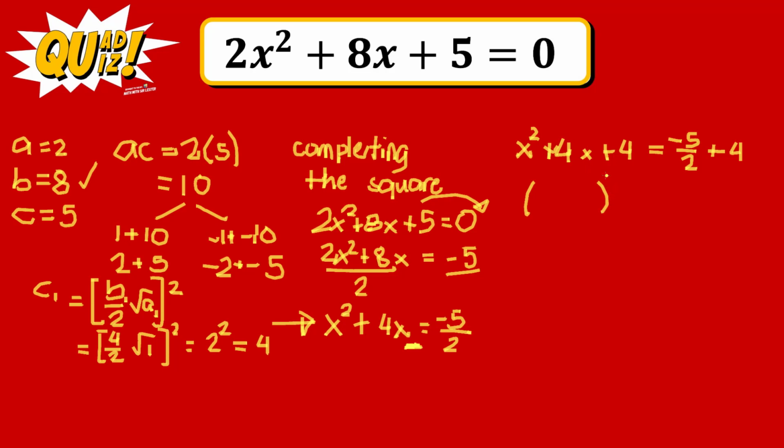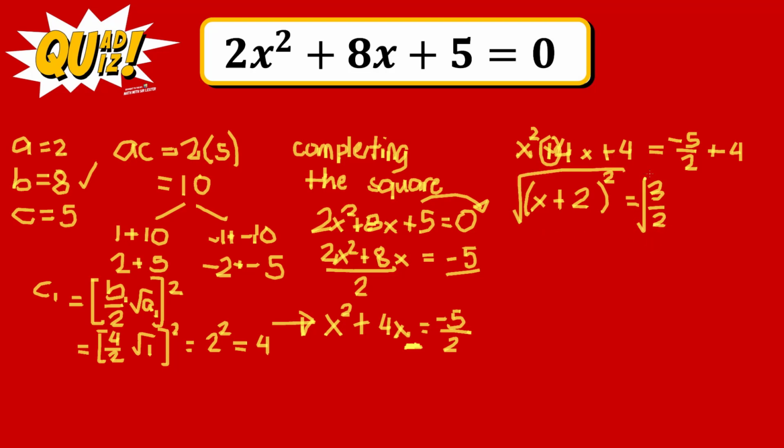I'm using the term factor because that's a factoring process now, even if we are in the completing the square method. Take the square root of the first term, x. Take the square root of the last term, 2. Use the sign of the middle term, plus. This is now the square of a binomial expression, which is equivalent to our perfect square trinomial after completing the square method. And the other side, as mentioned, this is negative 5 halves plus 8 halves, so you will have 3 halves here. Now let's take the square root of both sides.